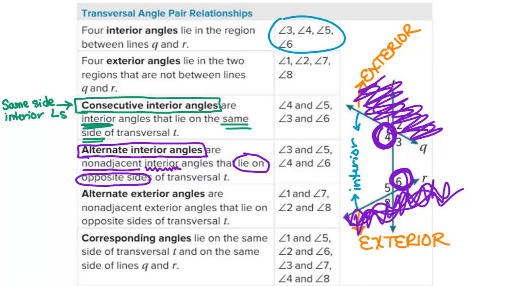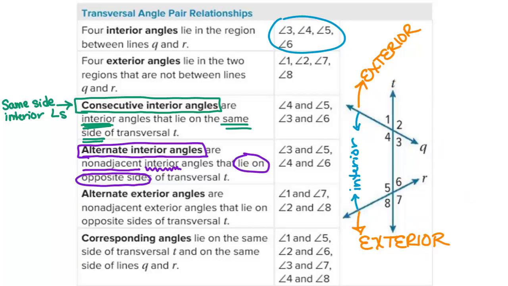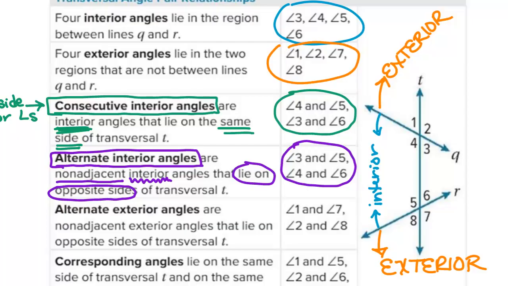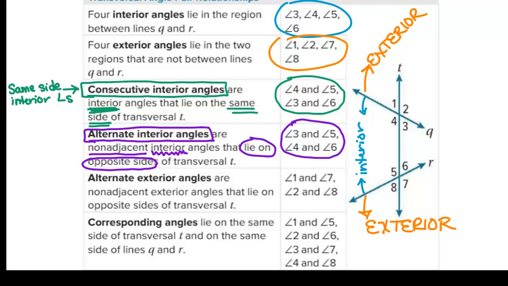Can you give me another pair of alternate interior angles? 3 and 5 would also be alternate interior angles. Perfect. All right, so 3 and 5, 4 and 6. These are my opposite side interior angles.